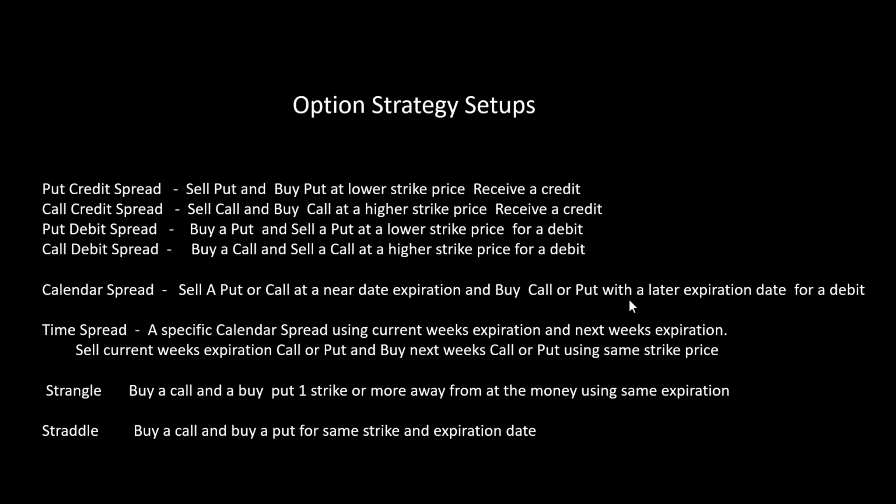Calendar spread, or time spread as we talk about here, we use the current week's expiration. So if we have earnings coming out on Thursday night or Friday morning, then sometime during Thursday we would sell a call for this week and buy a call for next week at exactly the same strike price to capture the implied volatility crush when the earnings comes out.